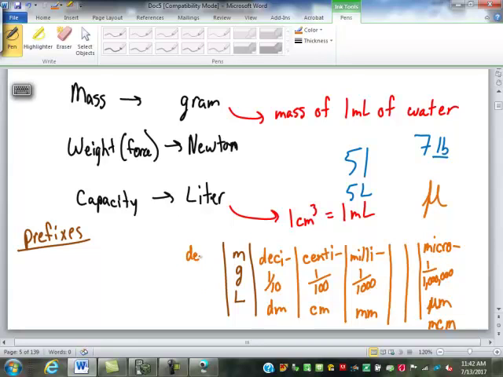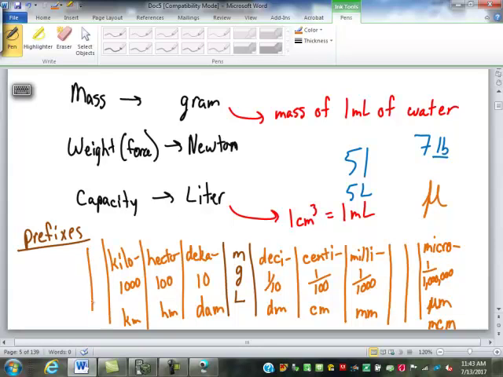Larger was deca. Since DM was used for deci, a decameter is DAM. That's 10 meters. Hecto was 100. That's HM. Kilo is 1,000. That's KM. And then again, they skipped. They didn't do 10,000 and 100,000. They skipped up to 1,000,000, which is mega. It was abbreviated with a capital M. So capital M, little m is a megameter, is 1,000,000 meters.